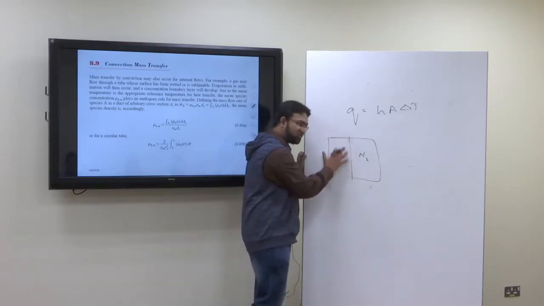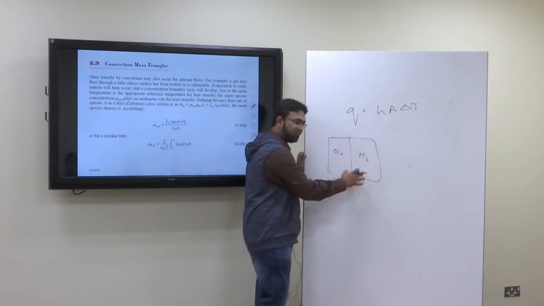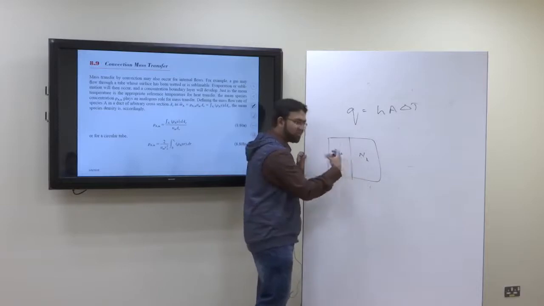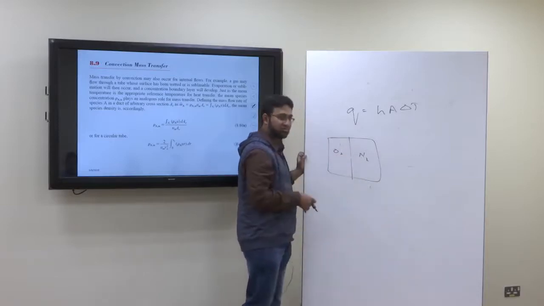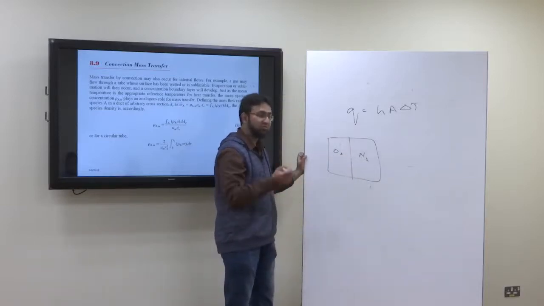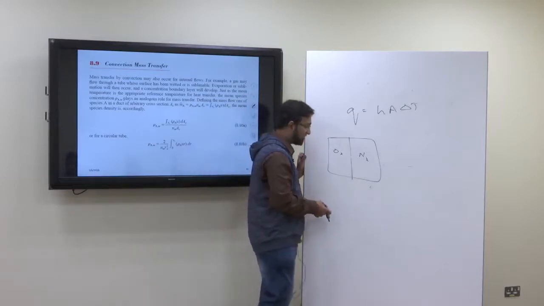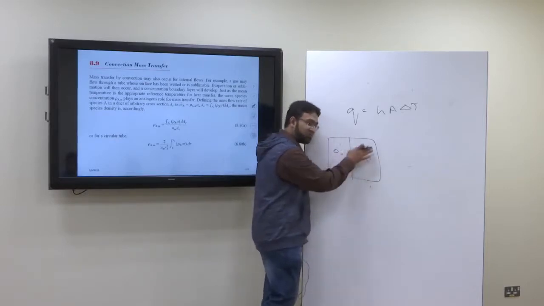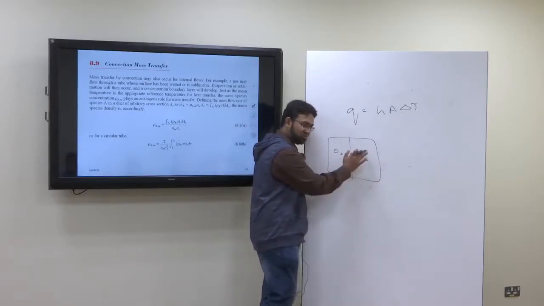Although this is stationary, and this is at the same temperature as this, so there is no reason for them to mix, still they will mix. Why will they mix? Because of the diffusion, because of the concentration difference. So there was zero oxygen here, and 100% here. There is a concentration difference. Automatically, oxygen will transfer from high concentration to low concentration.